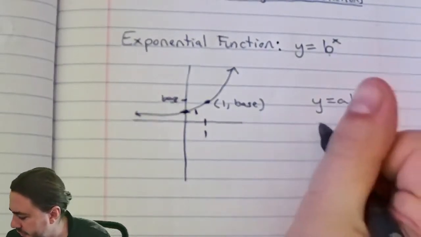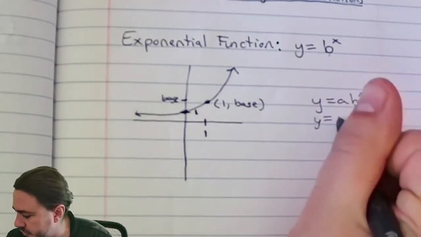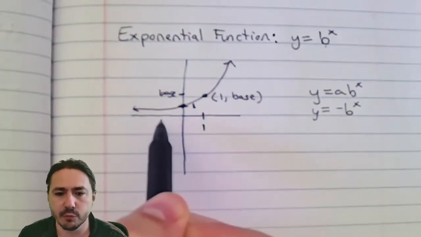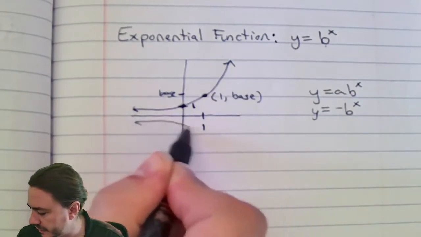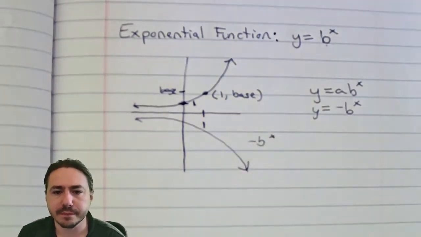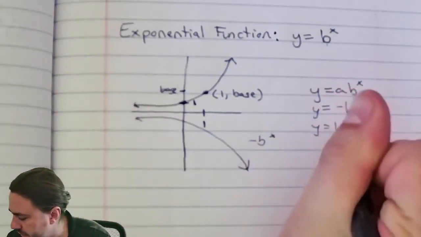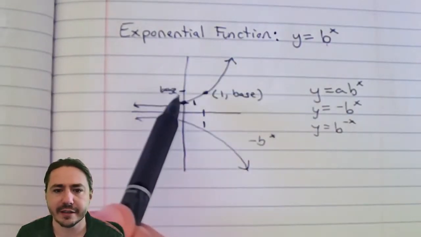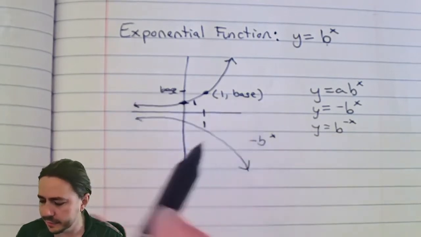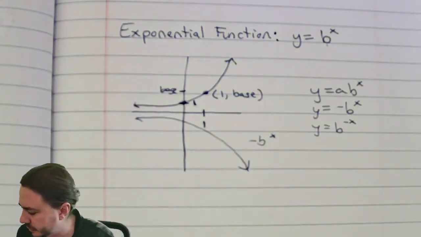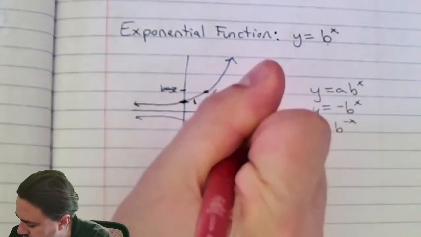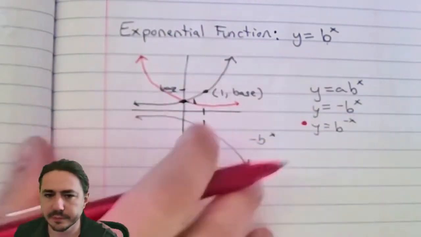If you have a negative number in front of that, or let's say you just have y equals negative b to the x, that's going to cause a reflection across the x-axis. So y equals negative b to the x is going to look something like that. If you have something like y equals b to the negative x, instead of reflecting across the x-axis, you're going to be reflecting across the y-axis. This is getting a little messy, but y equals b to the negative x would look something like this. Basically it's just a reflection over the y-axis.